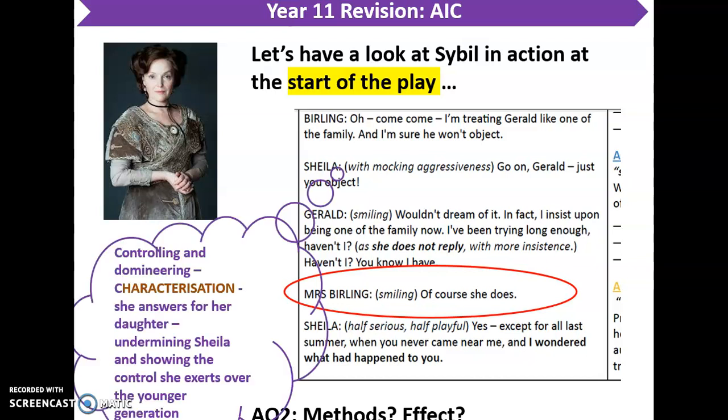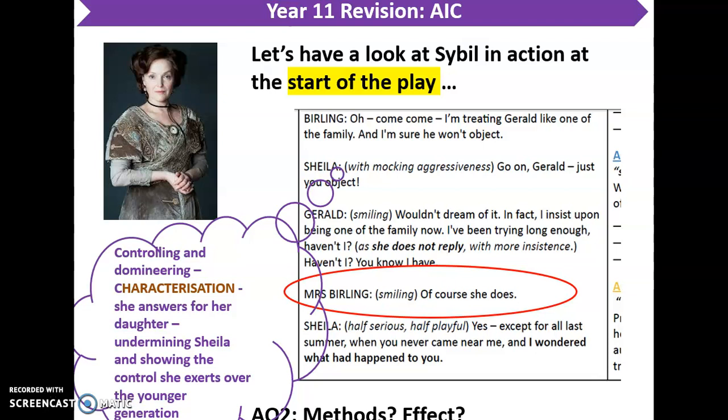And we see here that Mrs. Birling is really controlling and domineering. And this is part of Priestley's characterisation. That's the method he's using here for Sybil Birling. We see that she answers for her daughter. She doesn't allow Sheila to answer for herself. This undermines Sheila, and it shows us that Sybil exerts control over the younger generation.